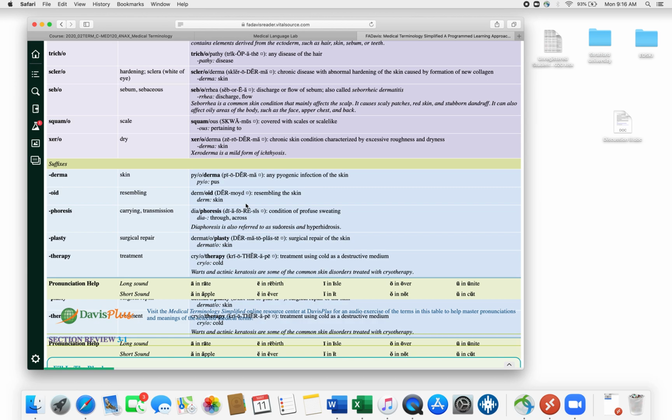Phoresis, diaphoresis. Dia means complete or thorough, right? I use that from a previous definition of this textbook. A couple of textbooks ago, they changed it to through or across, but through or across means trans. So dia means complete or thorough. So complete or thorough sweating.